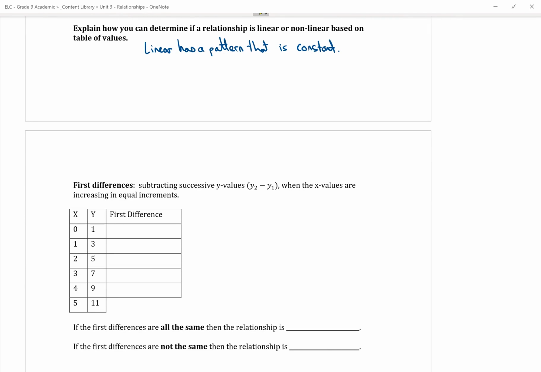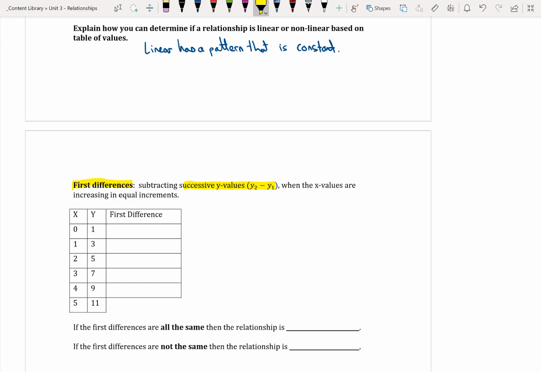So if we look at first differences, what they are is subtracting successive y values, y2 minus y1, and I'll get into that in our example of what that refers to. So we're subtracting y values when the x values are increasing at equal increments. So if I look at my table here, I see that my x values are all increasing by 1, and now I want to subtract the y values. And what I had meant by successive means the bottom minus the top. So let's add that here, bottom minus top.